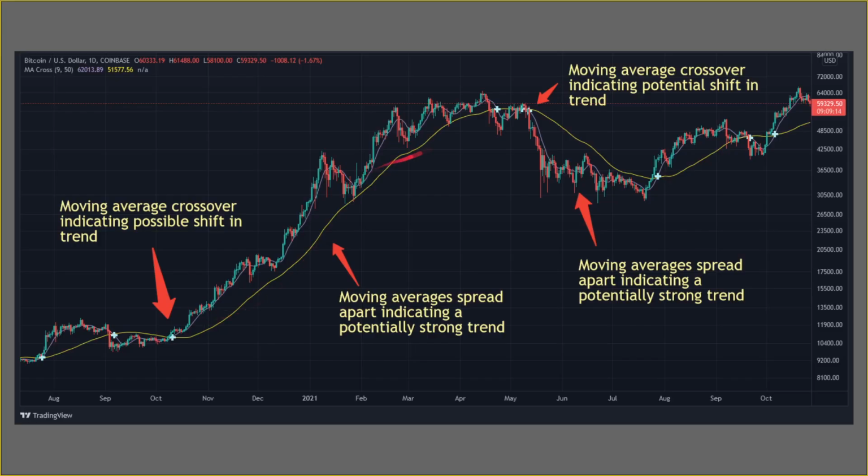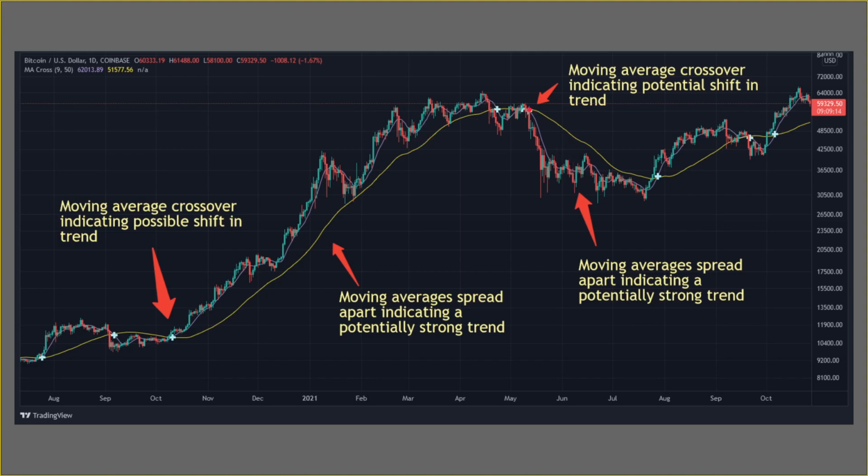Now, moving forward, what's interesting here is another thing to note when you're using these multiple moving averages, we also want to keep in mind the amount of space between the two. Moving averages spreading apart indicate a potentially strong or strengthening trend, where if the short-term moving average, in this case the 9 in pink, is spreading apart, is above, and there's a widening gap between them, that's an indication that the trend is strong, that we're in a strong uptrend.